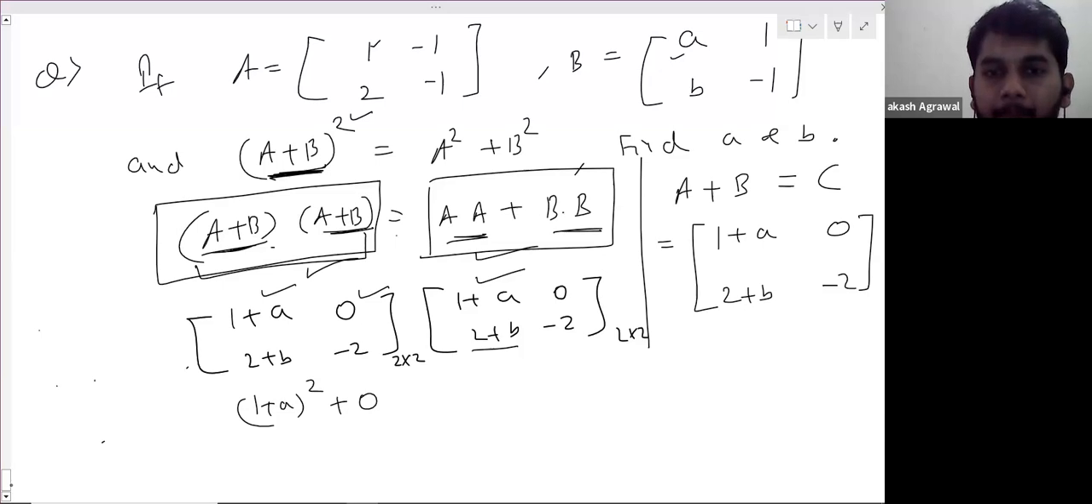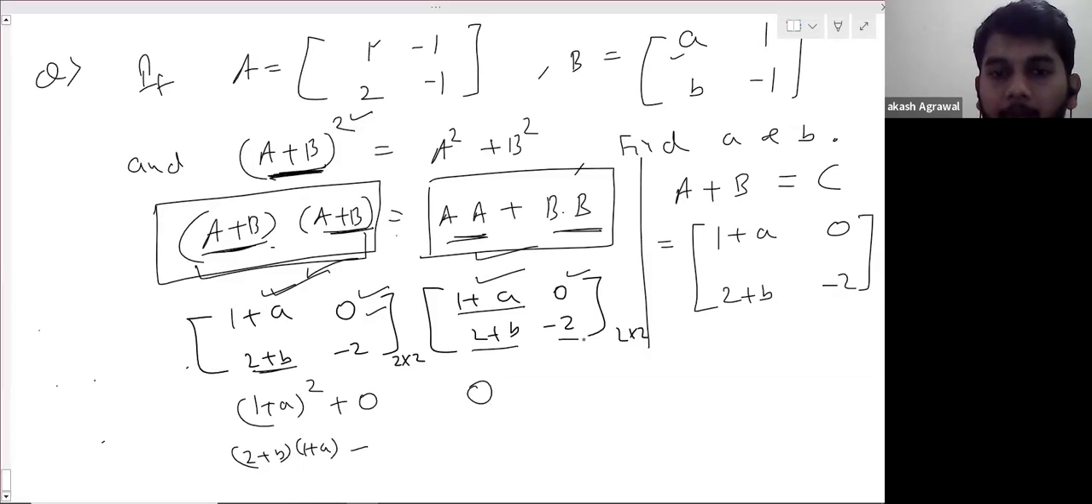Yes, sir. Second one, 1 plus A into 0 is 0. 0 into minus 2 is 0. So this is 0. 2 plus B into A plus 1. 2 plus B into 1 plus A. And minus 2 times 2 plus B. 2 plus B into 0 is 0. And this is plus 4. This thing is clear? Aliza, Tripura, okay.